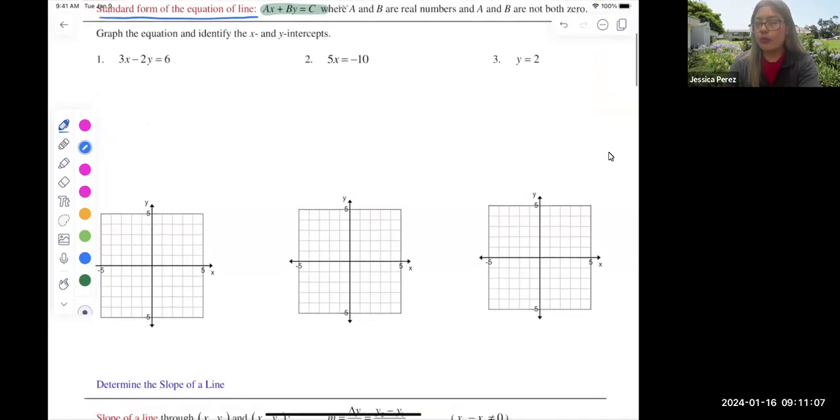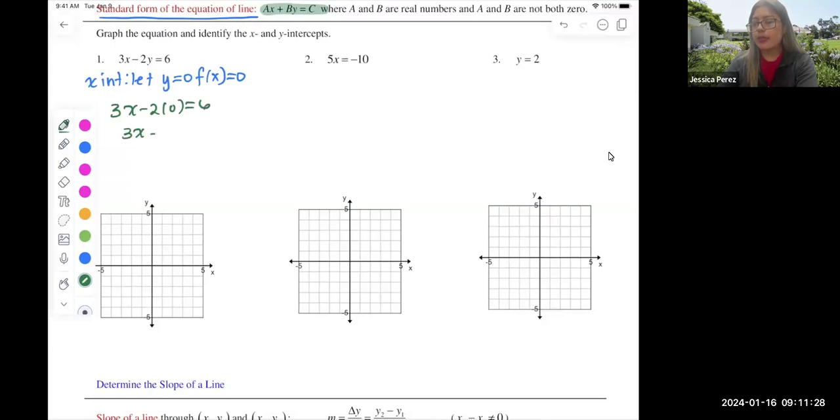So hopefully, if we recall, to find the x-intercept, we let y equal 0, or in that case, f of x equals 0, our function. So in this case, we have y being 0. So it's going to be 3x minus 2 times 0 is equal to 6. So then I just get 3x equals 6. I solve by dividing both sides by 3 and I get 2. So my x-intercept is (2, 0).